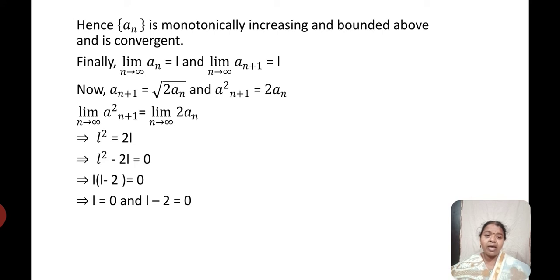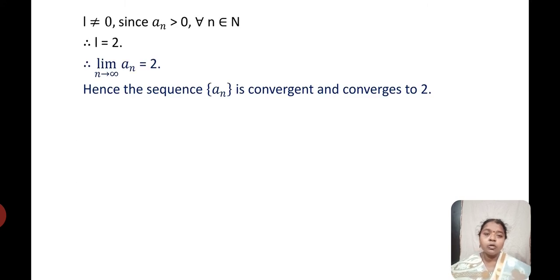So we get L squared is equal to 2L, or L squared minus 2L is equal to 0. Taking L common, I get L into (L minus 2) is equal to 0. So individually L is equal to 0 and L minus 2 is equal to 0. You know L cannot be equal to 0 since an is greater than 0. Therefore, limit n tends to infinity an is equal to 2. Hence, the sequence an is convergent and converges to 2.